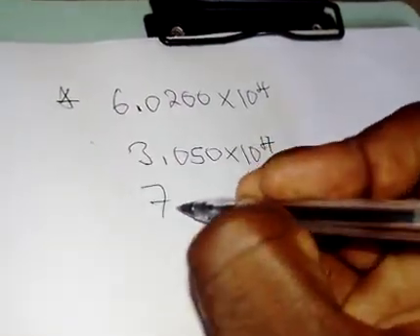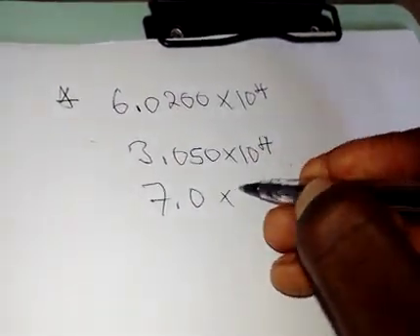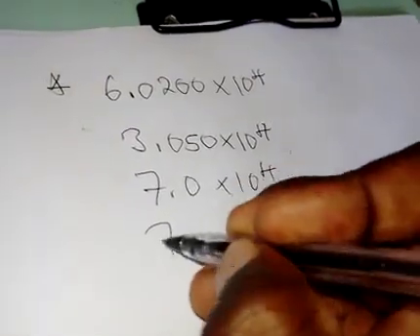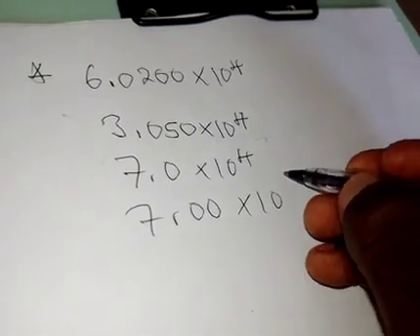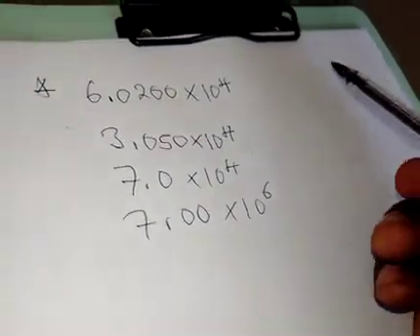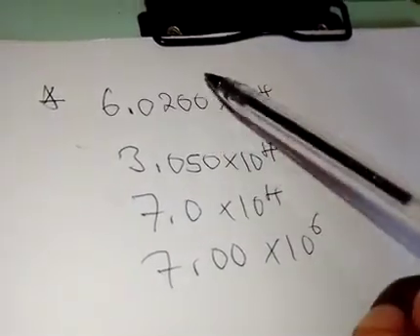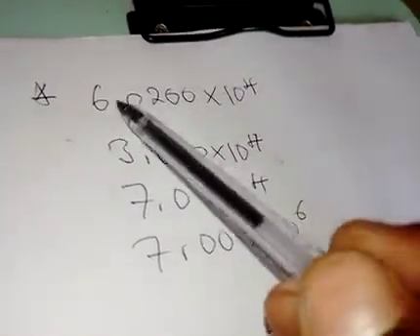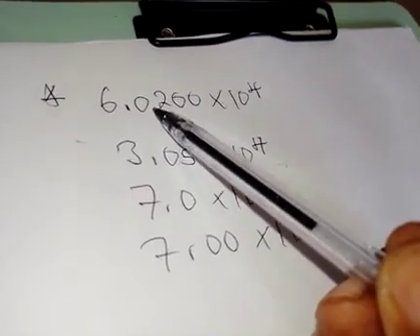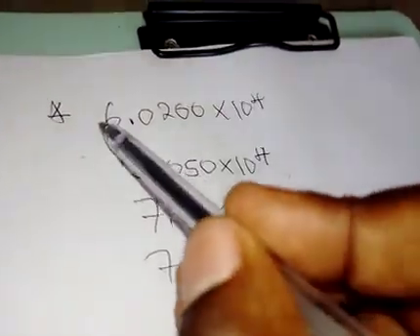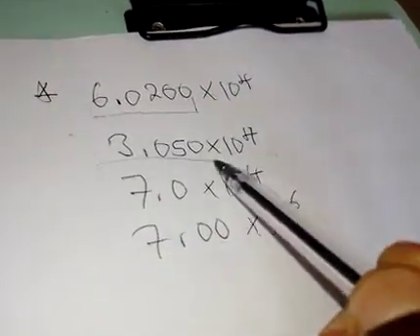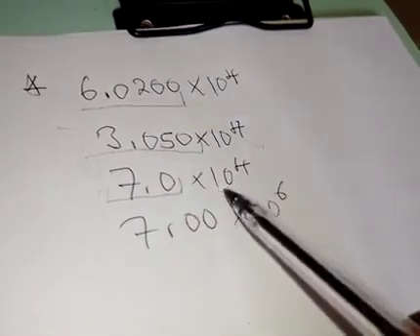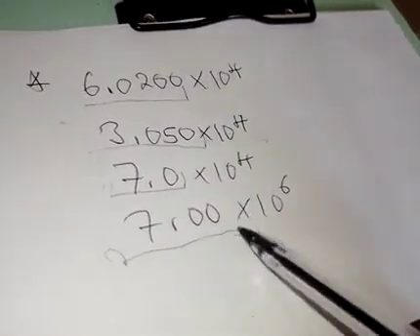Or a number like 7.0 times 10 to the power 4, 7.00 times 10 to the power 6. Okay, then what we mean here is that in scientific notation, all digits in the coefficients are significant. So all digits before times 10 to the power something are significant.